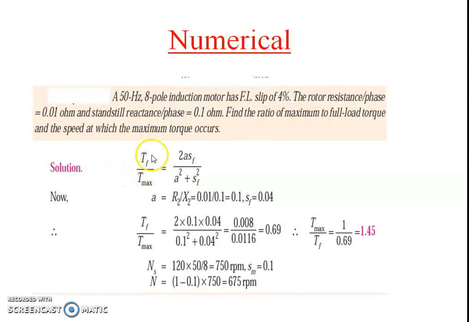So we put it as it is: TF divided by Tmax equals 2ASF divided by A square plus SF. Or you can directly write this formula and invert it: Tmax divided by TF, you will get the answer. You can write it like this too.